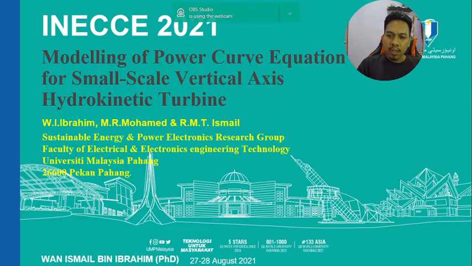My name is Wan Ismail bin Ibrahim from the Faculty of Electrical and Electronics Engineering Technology, University Malaysia Pahang. Today I would like to present one part of our research. The title is Modeling of Power Curve Equation for Small Scale Vertical Axis Hydrokinetic Turbine.